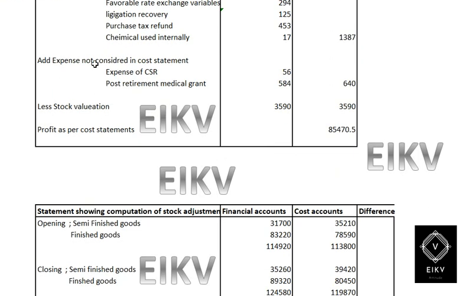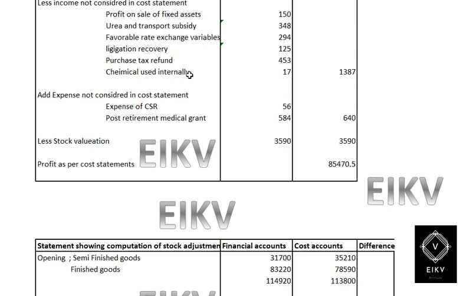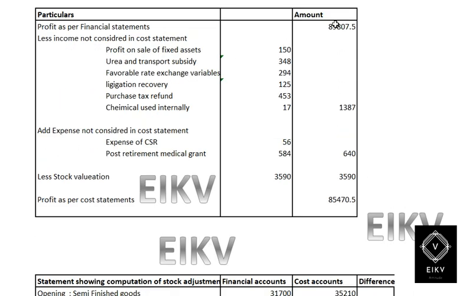Okay. Now we need to add expenses not considered in cost statement. So expense of CSR and post-retirement medical grant. These two expenses are taken in the profit and loss account, or are already affected in the profit and loss account, right? But when we consider cost records, we need not consider these two expenses, expenses of CSR and post-retirement medical grant. Therefore, we have already debited them in P&L account, so we need to add it back.